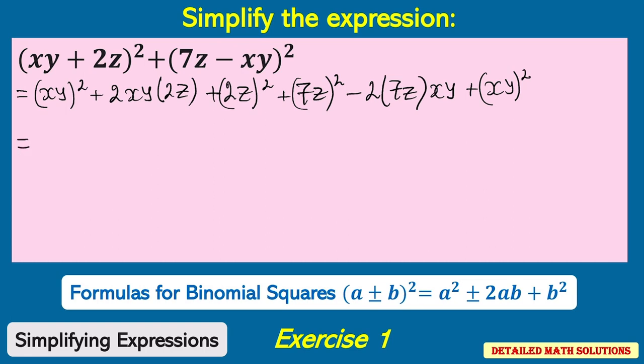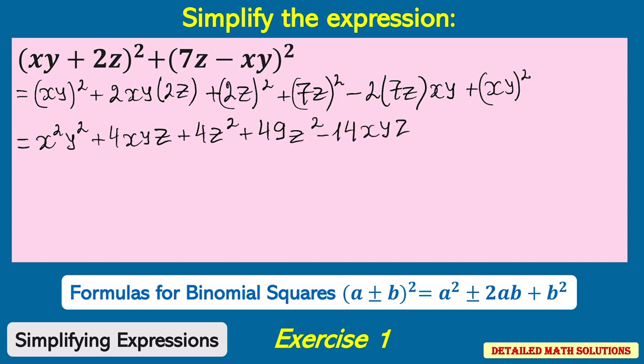When I apply the rules of exponents and simplify further, I get x squared y squared plus 4xyz plus 4z squared plus 49z squared minus 14xyz plus x squared y squared.